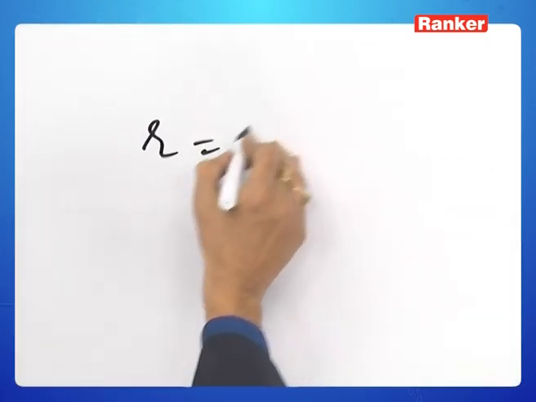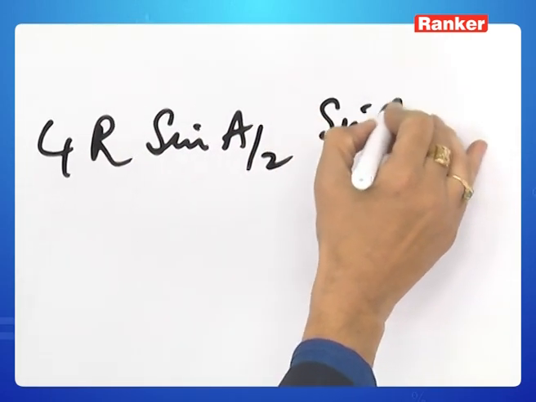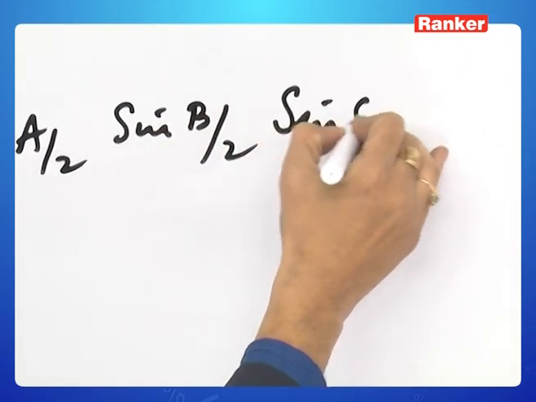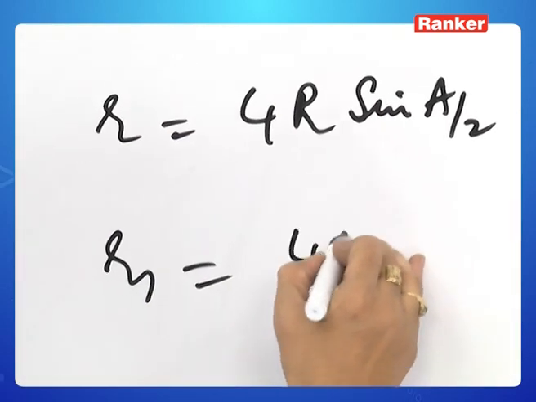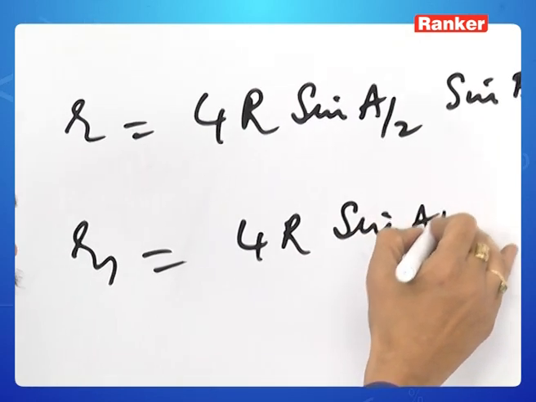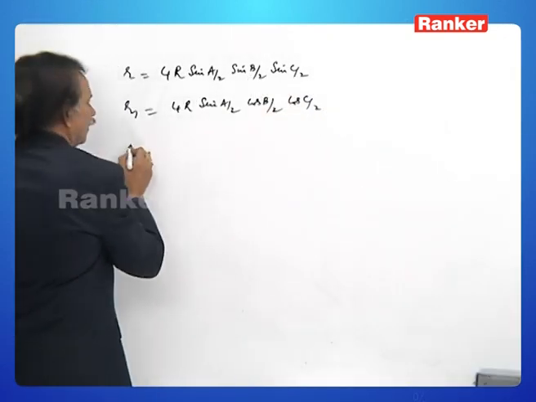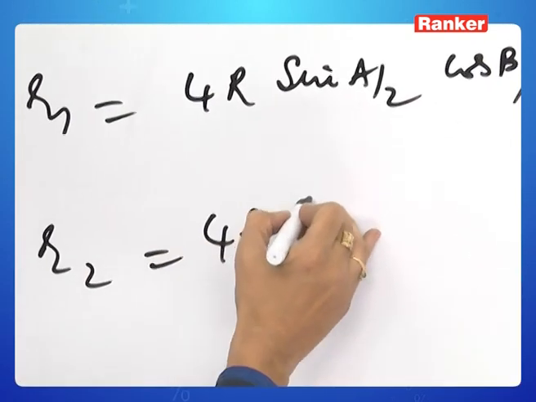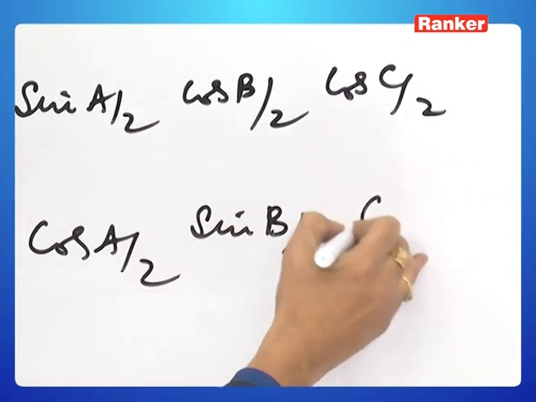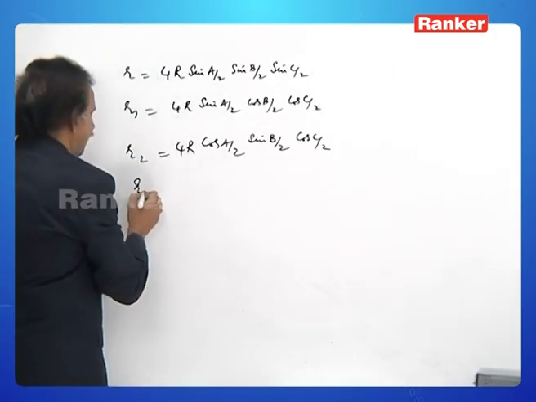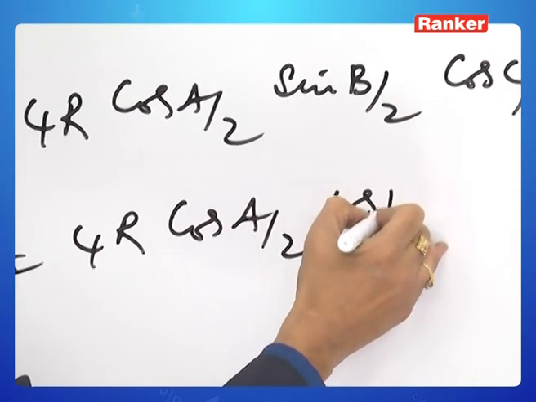Small r is equal to 4R sin A by 2 sin B by 2 sin C by 2. r1 is equal to 4R sin A by 2 cos B by 2 cos C by 2. r2 is equal to 4R cos A by 2 sin B by 2 cos C by 2. And r3 is equal to 4R cos A by 2 cos B by 2 sin C by 2.